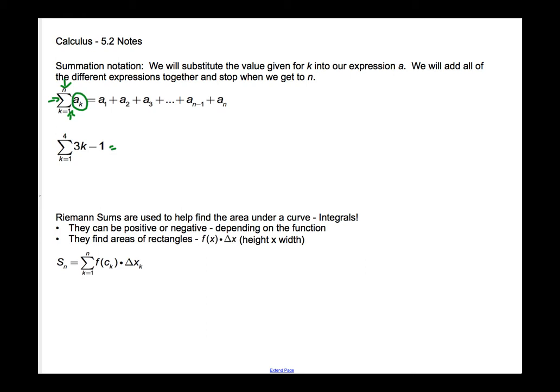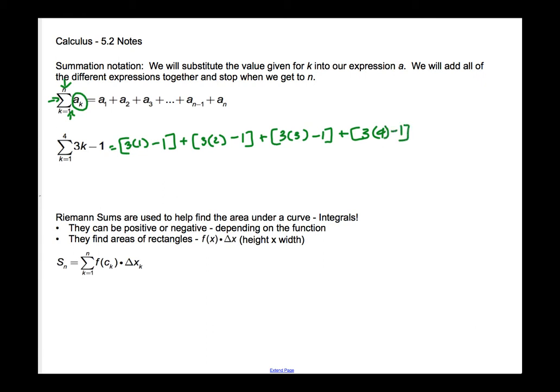My formula here is 3k minus 1, and I'm summing from 1 to 4. So I'm going to have 3 times 1 minus 1. Okay, that's one of my guys. Then I go to the next number. I start at 1 and I'm going to 4, so I'm going to put a 2 in for that k. So I'm going to have 3 times 2 minus 1 plus 3 times 3 minus 1 plus 3 times 4 minus 1, and I stop at this one because I've hit the 4.